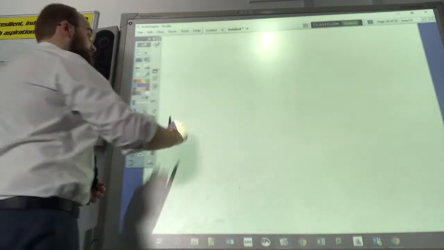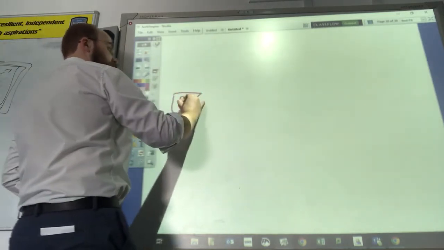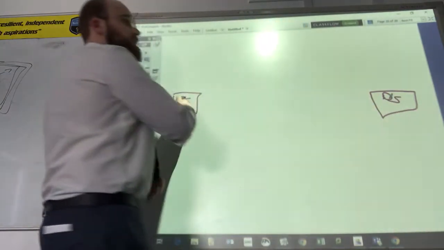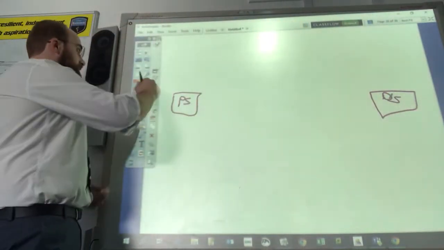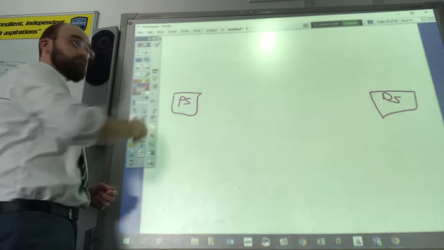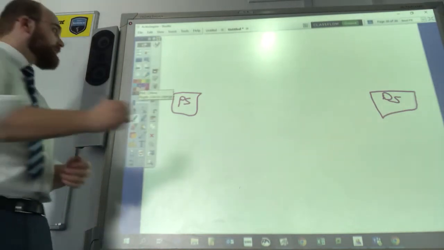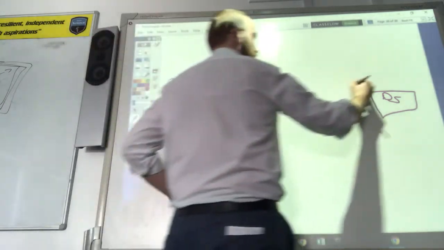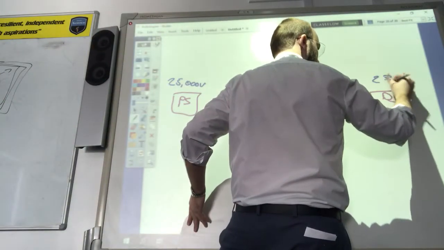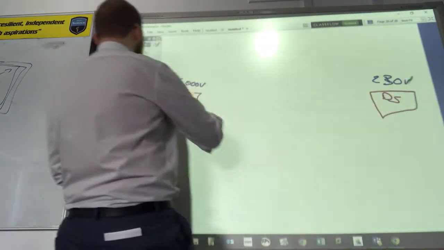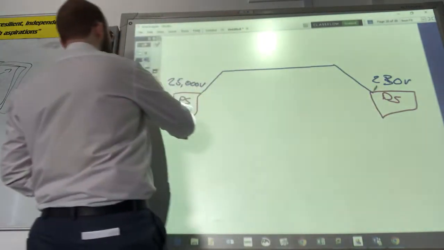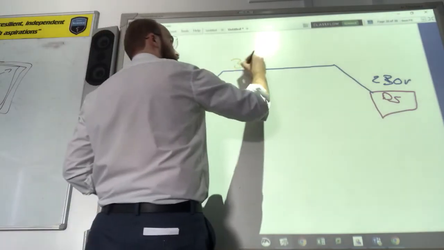Another thing we might have to know about, power station and domestic supply. So this is my house. This is where the electricity is being generated. It's generally 25,000 volts here, and 230 volts at domestic supply. When it's sent over the wires, that supply is generally at 300,000 volts.